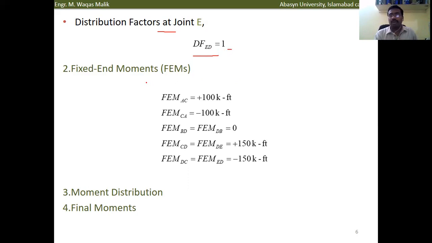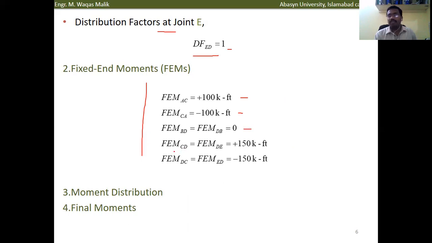Then we are going to find out the values of the fixed end moments using the moment distribution tables. For the member AC, it will come as 150 feet by using the formula PL by 8, and similarly with the negative sign for the member CA. While for the member BD and DB, as there is no loading in the member DB, its value will be equal to 0.